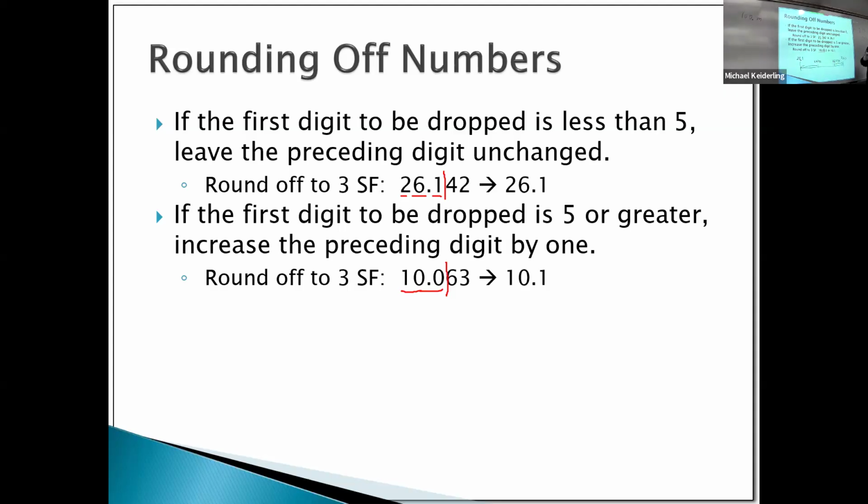And so the division is when the next digit is 5, because that's the middle. If the next digit is less than 5, we leave the preceding digit unchanged. If the first digit to be dropped is 5 or greater, like here, where we have 10.0 followed by a 6, well, that's 5 or greater, so we go up to 10.1.